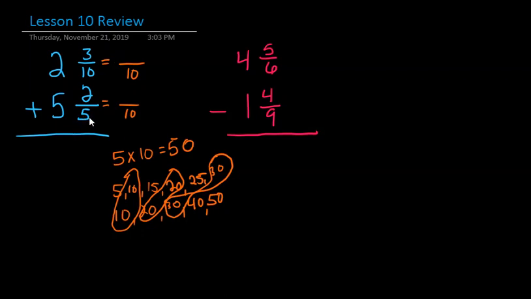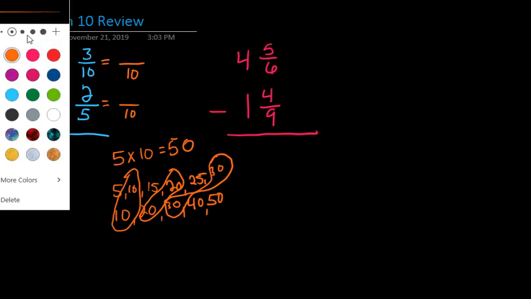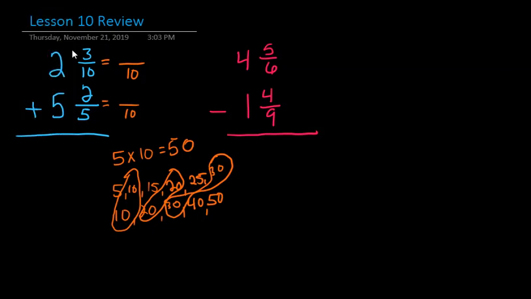Always first ask, does the smaller number go into that larger denominator? Does 5 go into 10? And that's a yes. So next thing we have to do after we do that is we have to figure out that equivalent fraction. So 3/10 equals how many tenths? Well, that's really simple. 3/10 equals 3/10. And then 2/5 equals how many tenths?